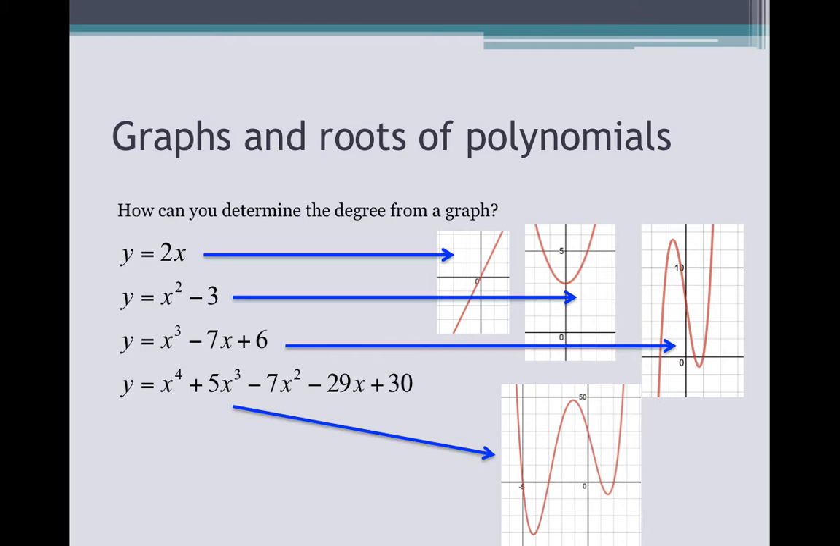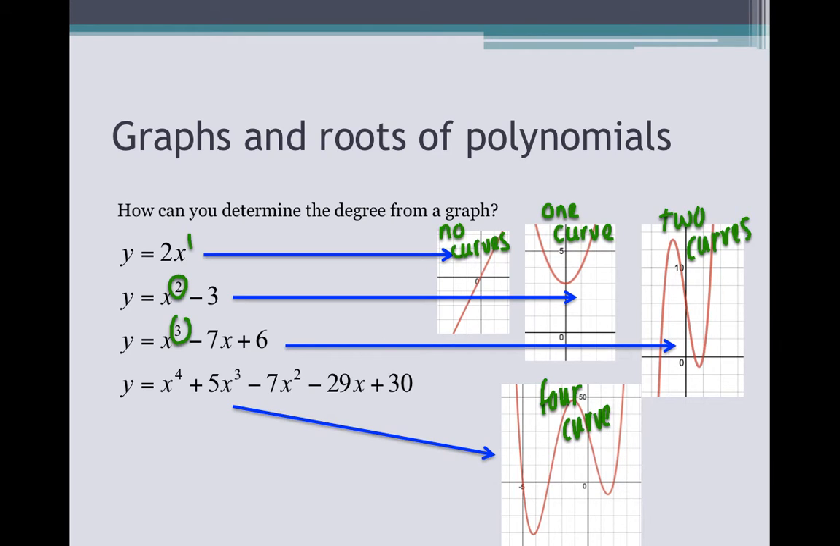This has no curves, degree 1. No curves. And it's a degree 1. This has 1 curve. And it's a degree 2. This has 2 curves. And it's a degree 3. And this has 4 curves. Or sorry, this has 3 curves. I'm sorry, 3. 1, 2, 3 curves. And it's a degree 4.